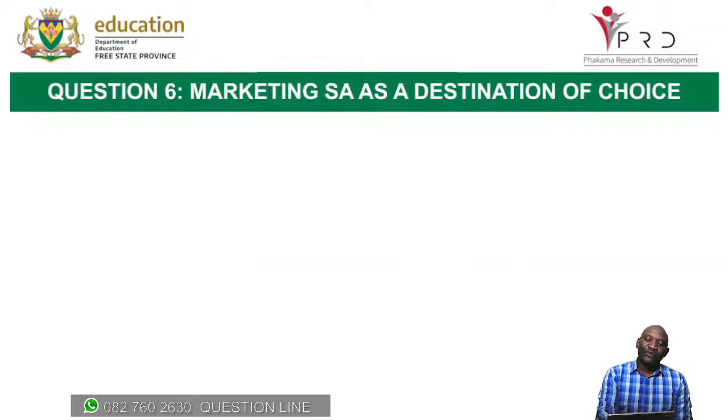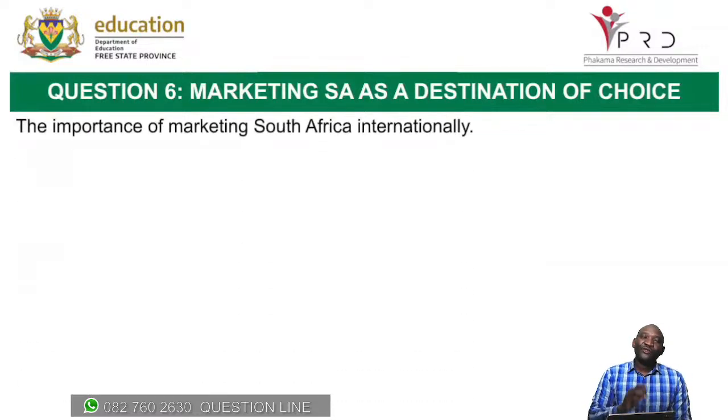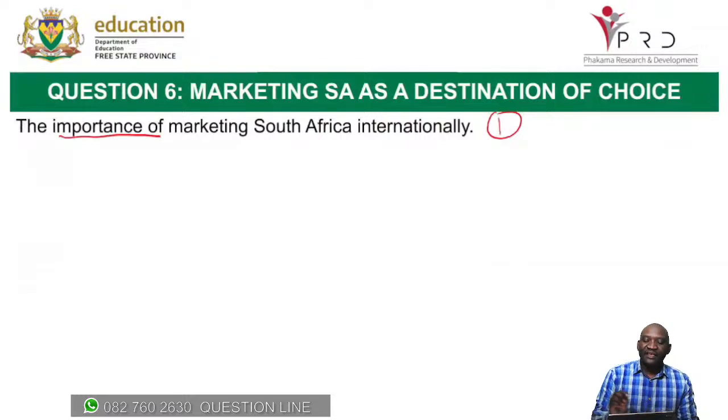Right. Let's look at what the examiners are asking for. So this is the most important thing that you need to know and to remember. The importance of marketing South Africa internationally. Let's put this as number one. So which means that the first thing that you need to know is, why is it important to market South Africa internationally? Why are we selling the country? Why are we inviting people to leave their countries and come and visit South Africa, or not to go to other countries but to come and visit South Africa?